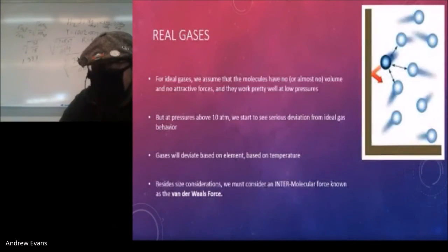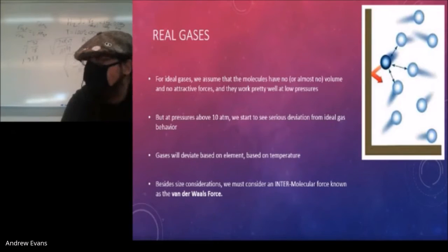All right. Now the last topic involves real gases. Remember, our ideal gas assumes that the molecules have no or almost no volume and no attractive forces. And this works pretty well at low pressures. At higher pressures, meaning pressures above 10 atmospheres, we start to see some serious deviations.